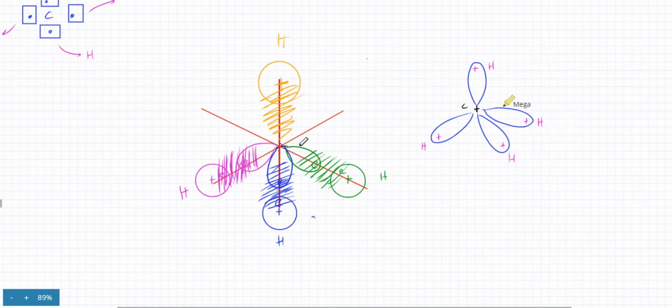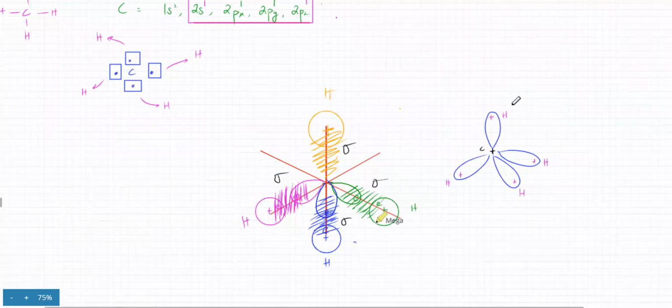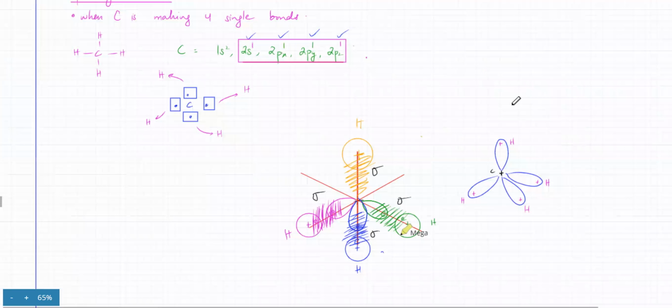These are your bonding orbitals. These are your sigma bonds. All of them are sigma bonds because the electron density lies exactly in the middle. Okay, so Amal, is this clear? Okay, so this is exactly like the sigma bonds that we studied.